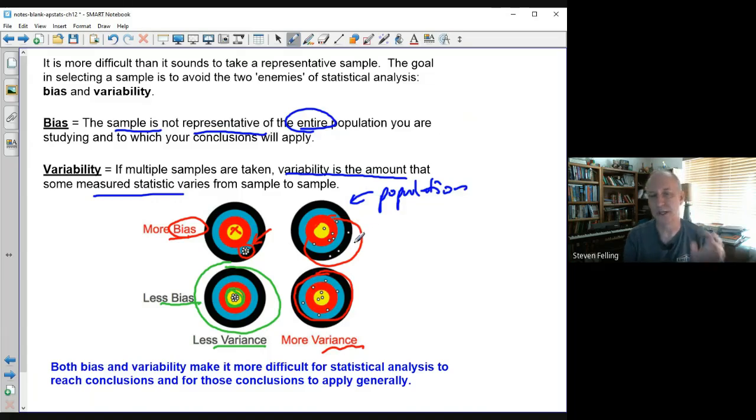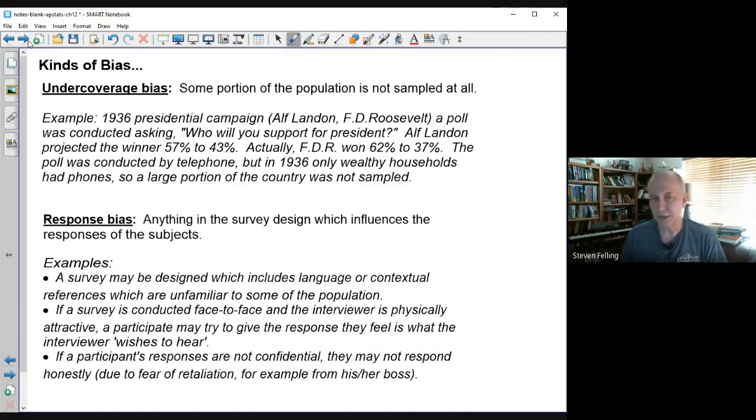All right, so the goal in taking a sample is to be on target, right? In other words, no bias. Your sample is representative of the whole population. And then also to sample in such a way that if you were to take multiple samples, they would all be reasonably close to each other. So there's not a lot of variability in the sample. Okay. So let's talk about bias first.